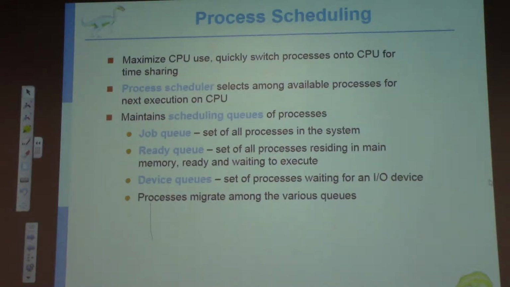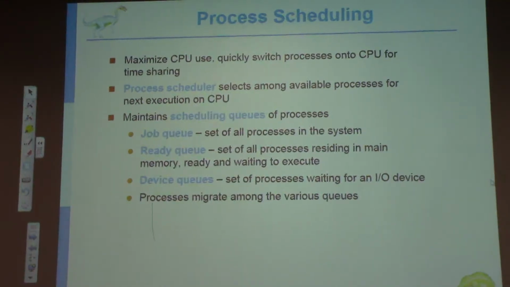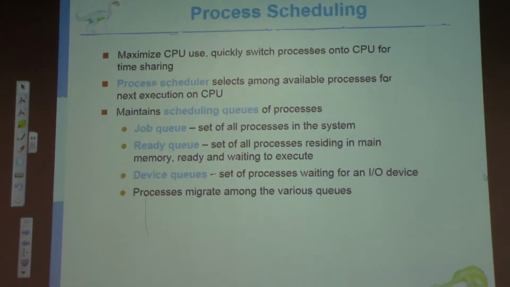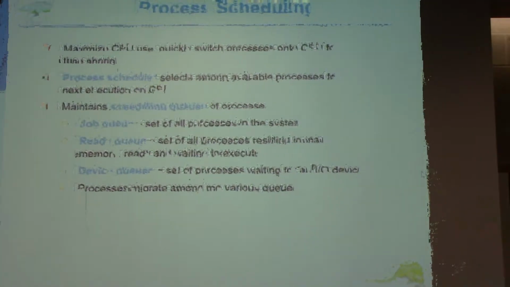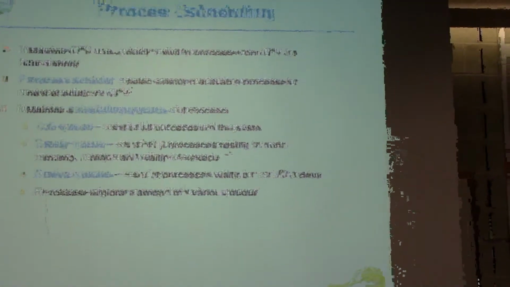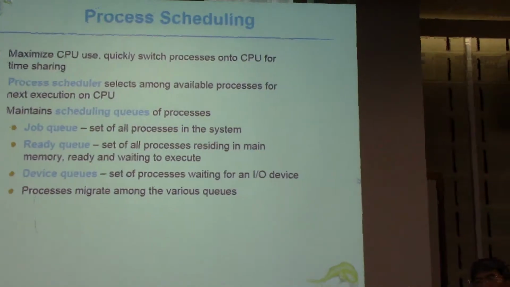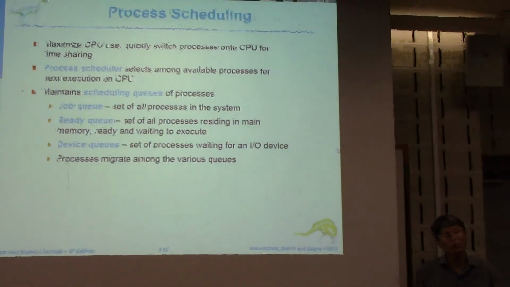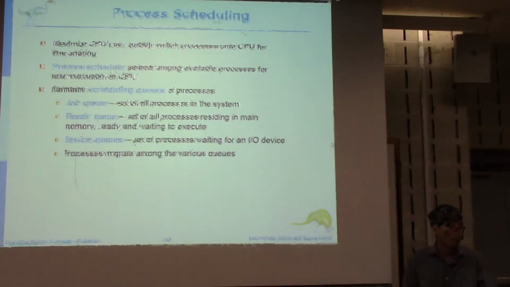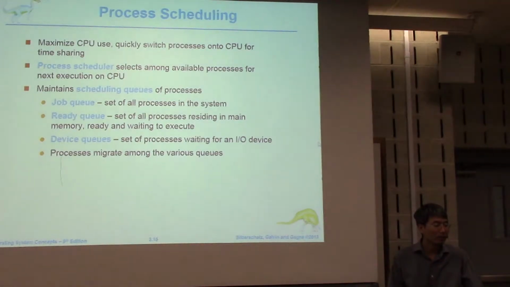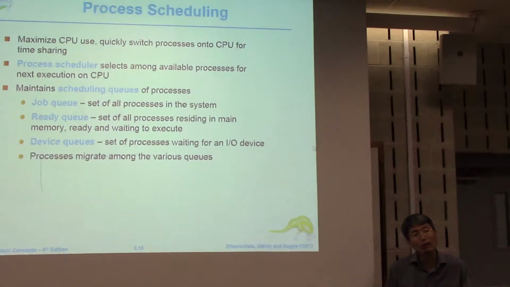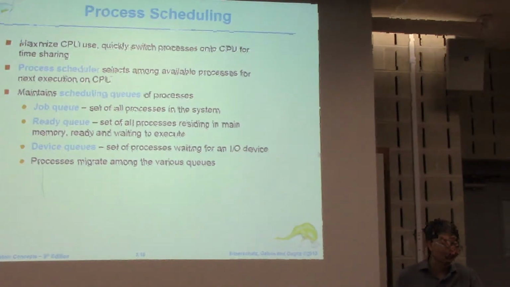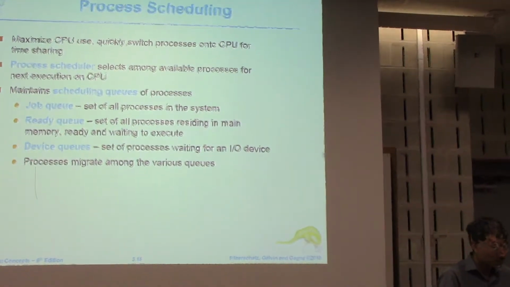It is to maximize the resource, especially the CPU resource. So we are going to maximize CPU use, okay? Then also quickly perform the context switch. So there are two types of process scheduler. Okay, one is the long term, another one is the short term. We will see the details.